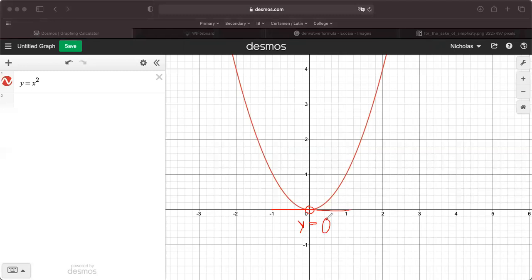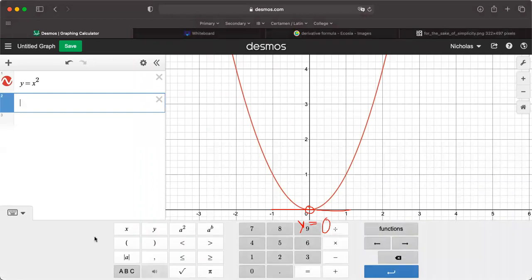And so the derivative is a separate function that maps out the slopes of all these points for each x value. So I'm going to start just tabulating values over here. So create a table. Where's the table?